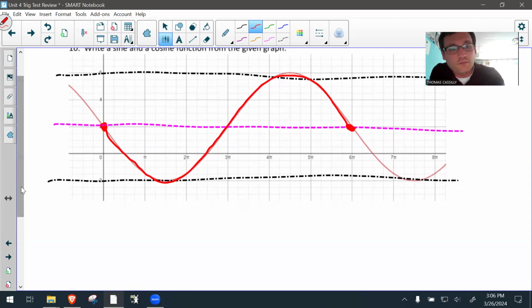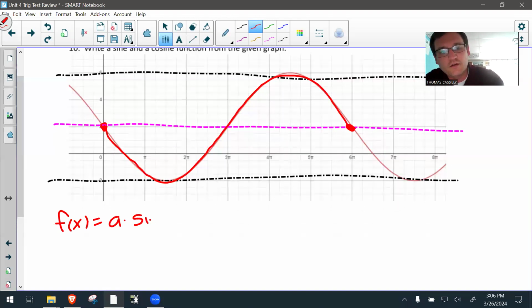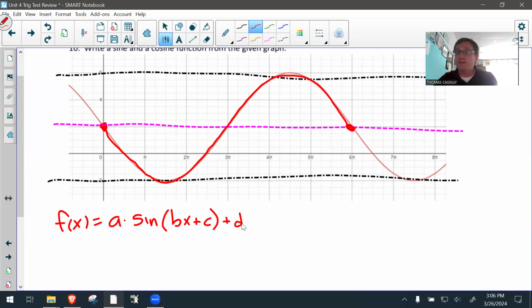So we know it's going to be f of x, or y equals whatever, equals a times the sine of bx plus c plus d. All right, we've got to figure out a, b, c, and d. First things first is d. D equals 0. There is no vertical shift.